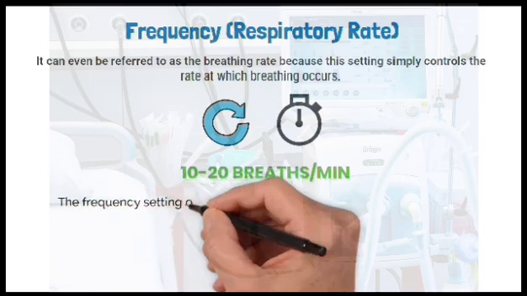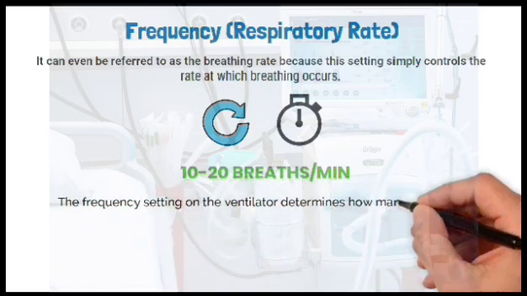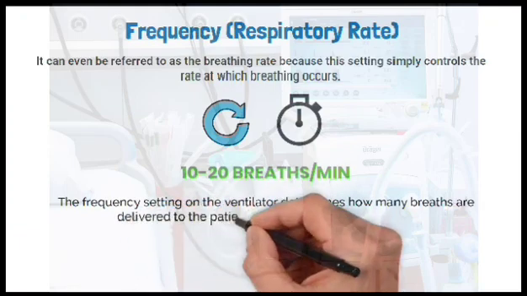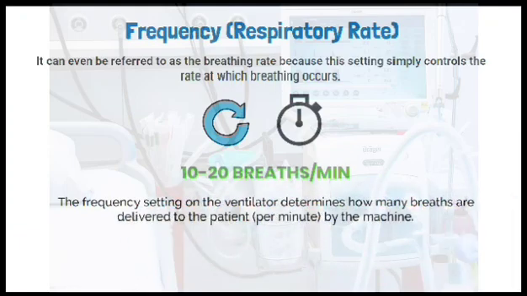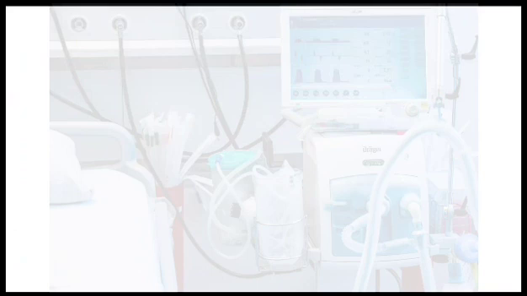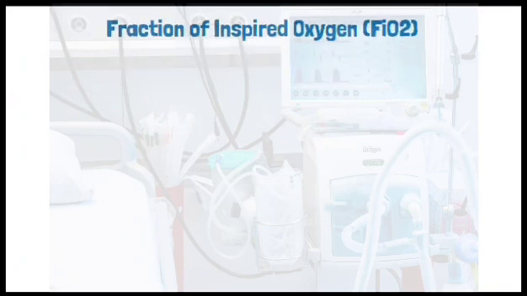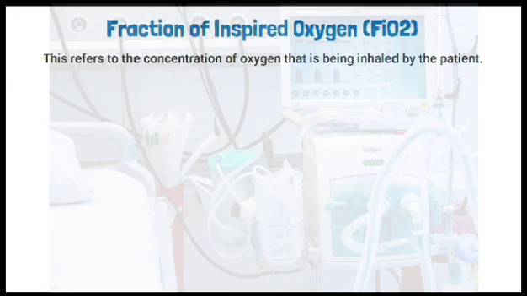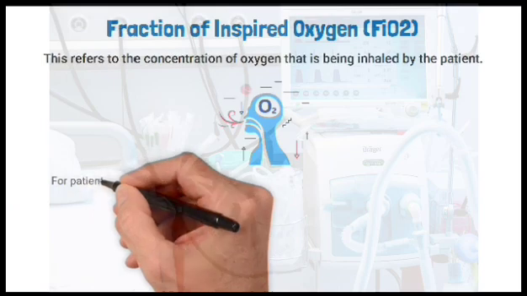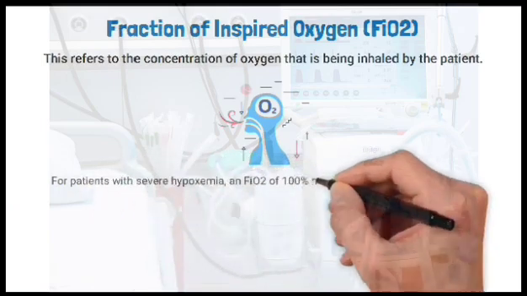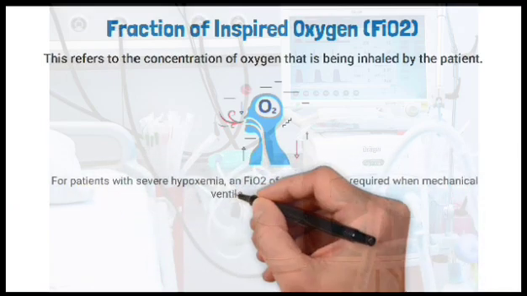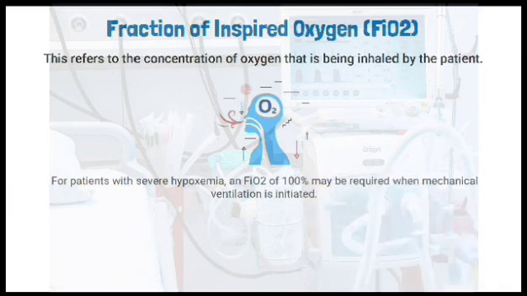So simply put, the frequency setting on the ventilator determines how many breaths are delivered to the patient per minute by the machine. Next up is the FiO2, or fraction of inspired oxygen. This refers to the concentration of oxygen that is being inhaled by the patient. For patients with severe hypoxemia, an FiO2 of 100% may be required when mechanical ventilation is initiated.